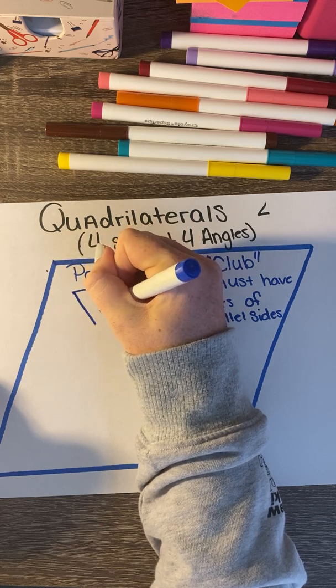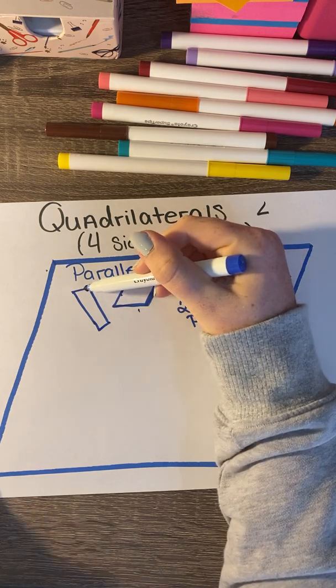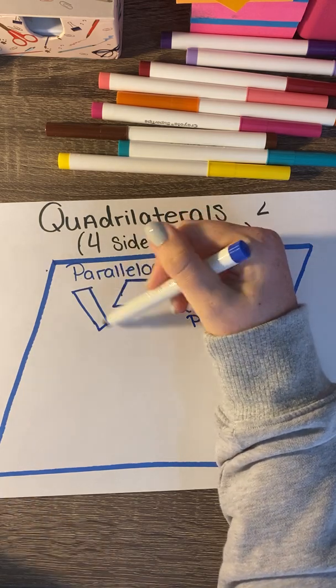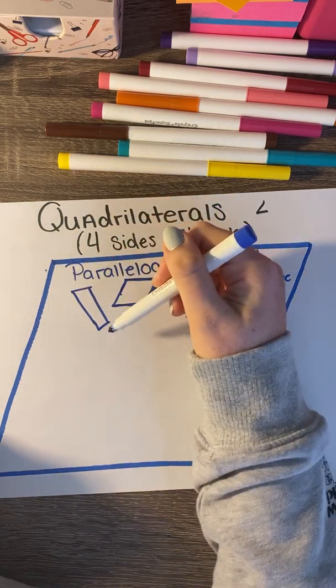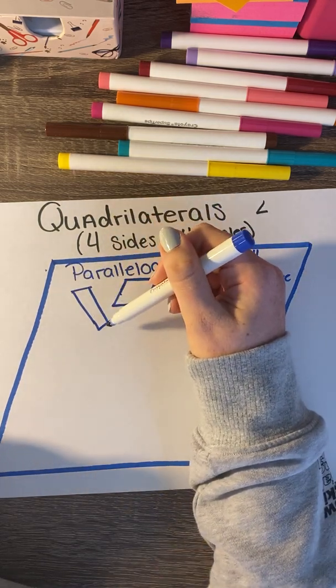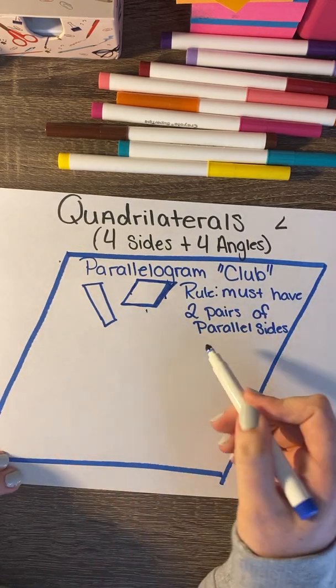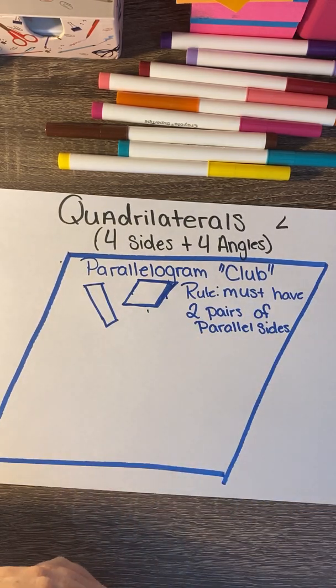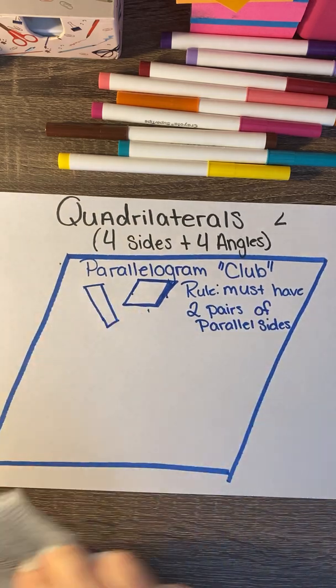You could also draw one like this. It's kind of like a slanted rectangle. I tried my best to draw it. So these 2 would match, and then these 2 would match. So each side has a match, but not all 4 sides match each other. That is one of the rules. So it must have 2 pairs of parallel sides, okay? This also means that all 4 sides could match, because then you would still have 2 pairs. But for this rule right here, we're just going to go with 2 pairs.